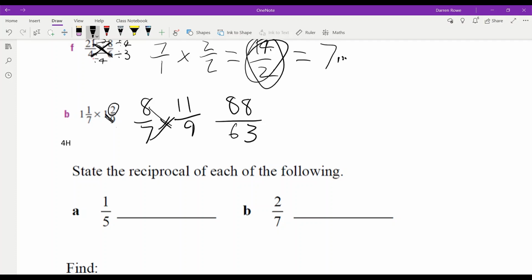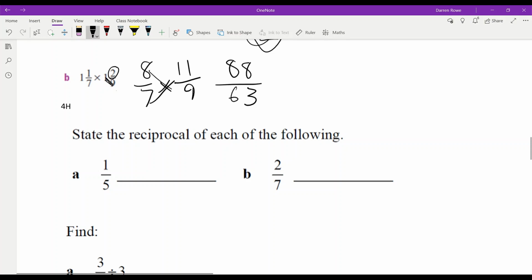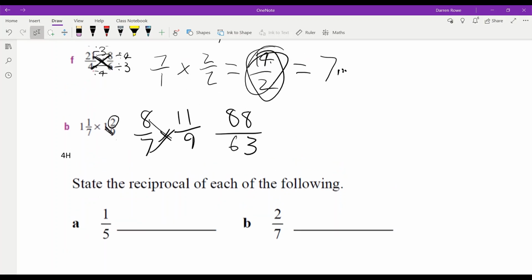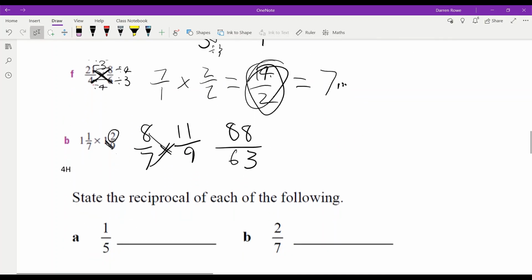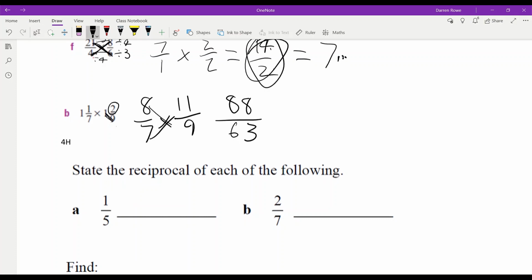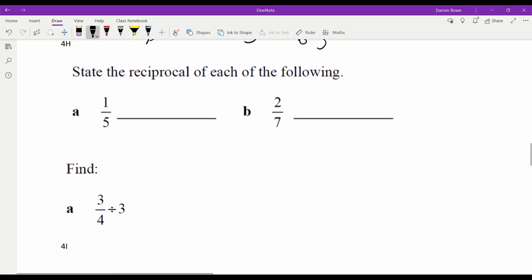They can't be divided by 2, they can't be divided by 3, and so on. So that should be the final answer, except if you want to make it a mixed number again, you'd have to have 1, and then you've got to take 63 for the whole off of 88, which would leave you with 25 over 63. That would be the final answer for that if you needed to put a mixed number.